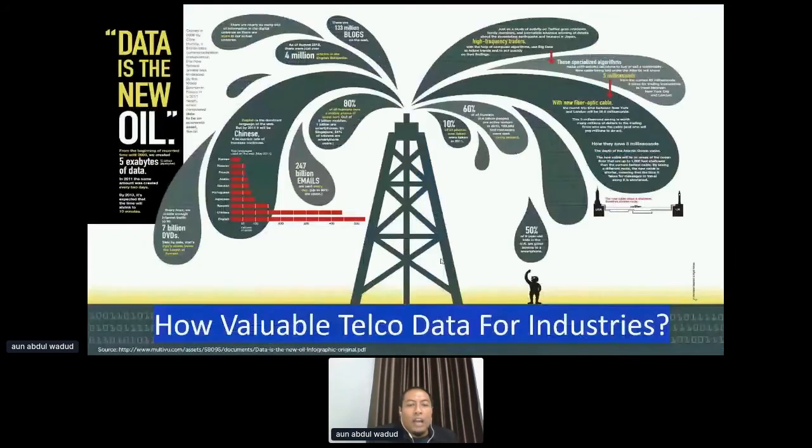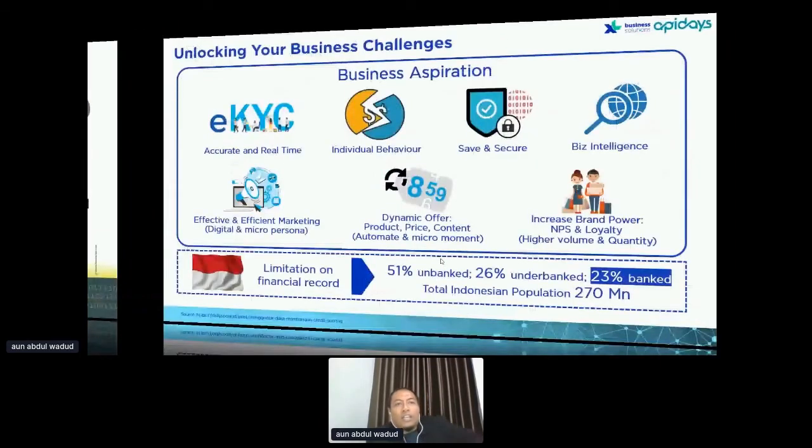And how valuable is telco data for industry? This is very interesting. Maybe some of you already know which part we are going to support for the business, but maybe those from non-telco industries want to know which data can support their vertical industry. So this is our unlocking your business challenge.